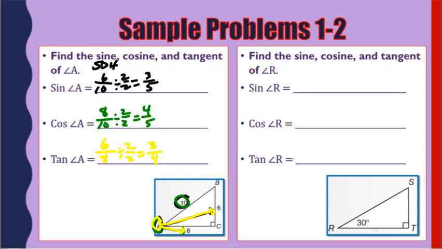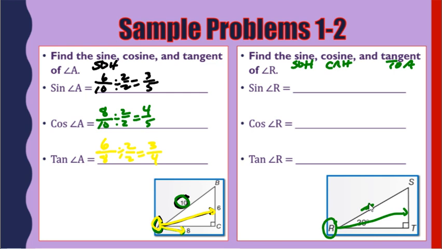Next one, find the sine, cosine, tangent of angle R. Angle R is here. So sine, this is SOHCAHTOA. So sine of R, opposite over the hypotenuse. And you notice we don't have any dimensions on our triangle. But remember, this is a 30, 60, 90 triangle.